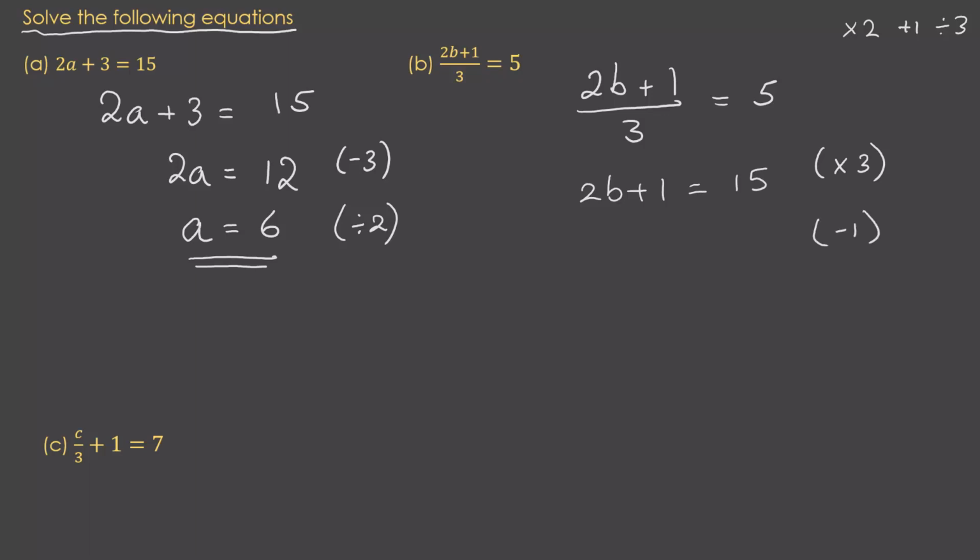I then subtract 1 from both sides, and we have 2b is equal to 14. And then finally, we'll divide both sides by 2, and that gives me that b is equal to 7.